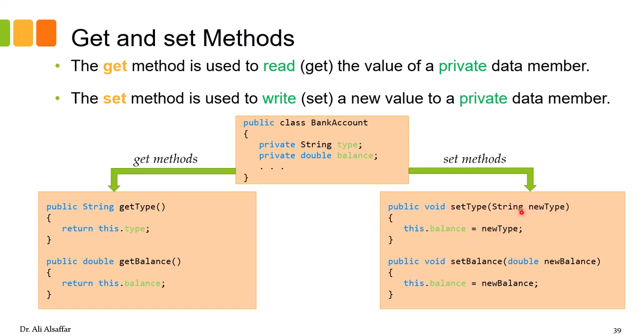Now for the input parameter, this is the new value that you want to replace the old value of the data member with. You need to supply it as an input parameter. If the data member is a string, the input parameter is a string. If it is double, then the input parameter is double. Inside, there is no return value. You simply move the new value supplied by the user into the data member.